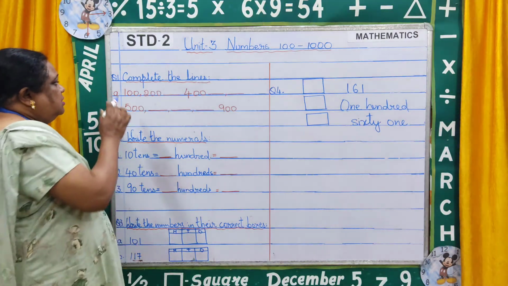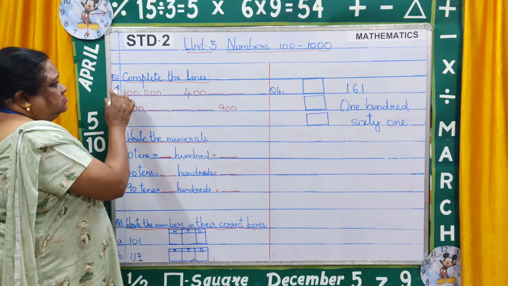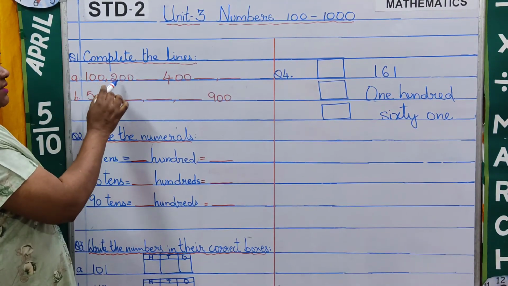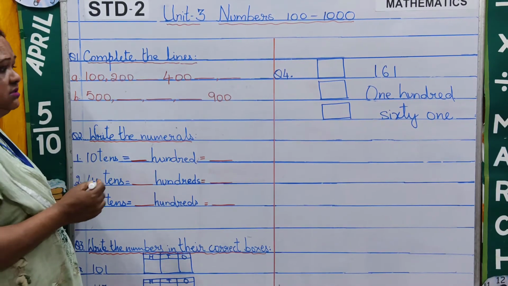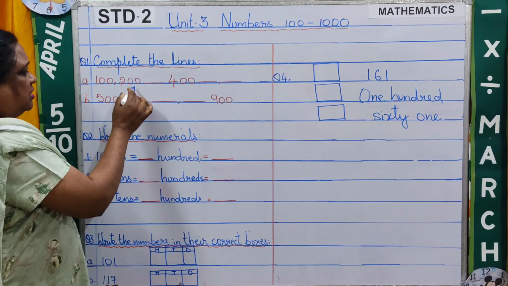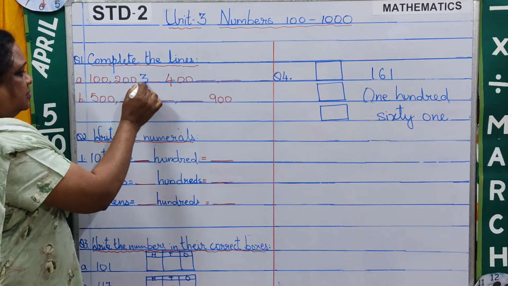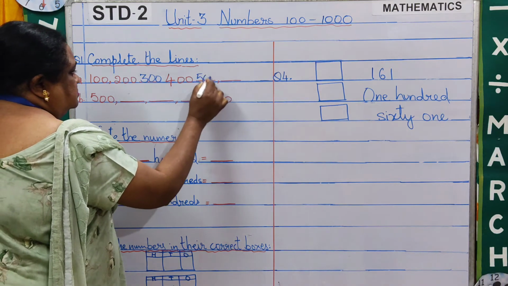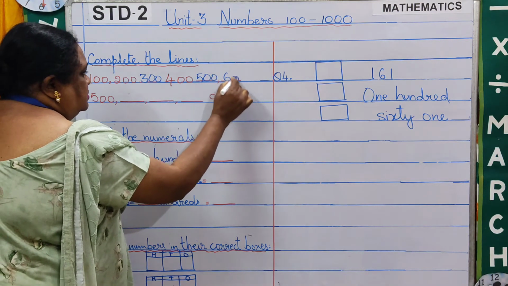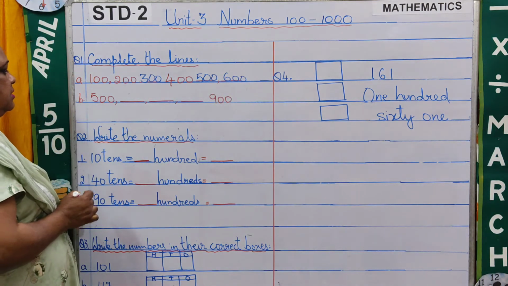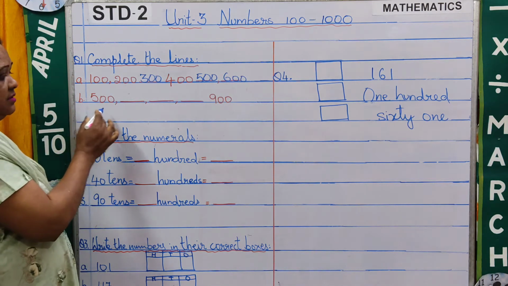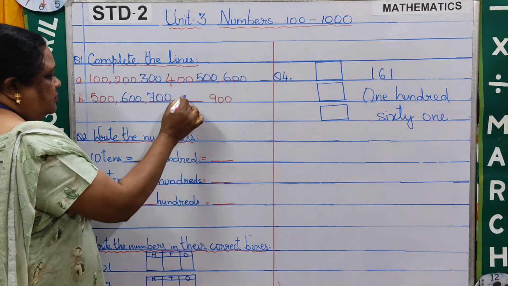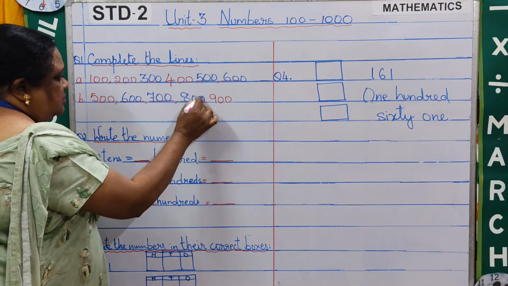Now children, coming to the first question, complete the lines. A, we are going to complete the lines by the hundreds. 100, 200, 300, 400, 500, 600. Number B, we start with 500, 600, 700, 800 and 900.